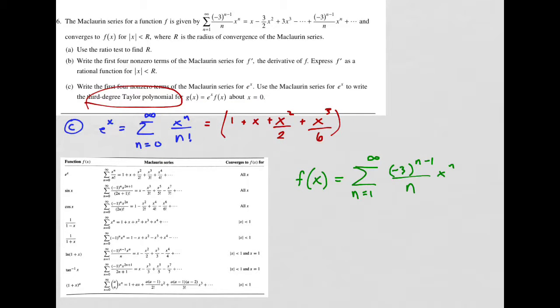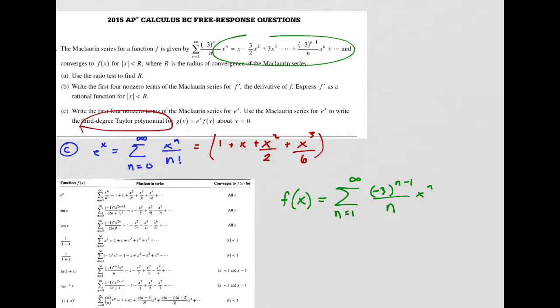It says write the first four non-zero terms of the Maclaurin series for e to the x, then use it to write the third degree Taylor polynomial. So it has to be degree 3. I just multiply some stuff out and see what happens. The Taylor polynomial is centered about x equals 0, so that's just the Maclaurin polynomial, and I can use this because this is the Maclaurin series.